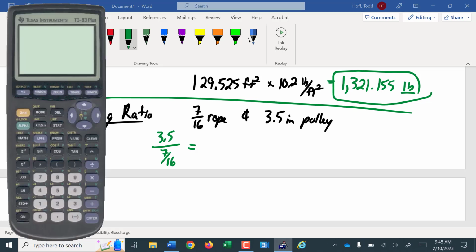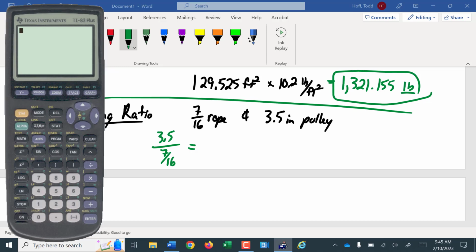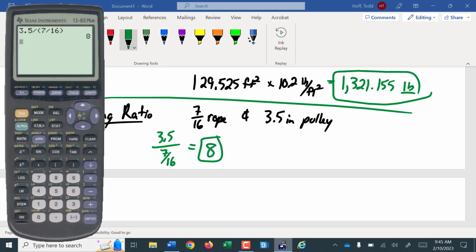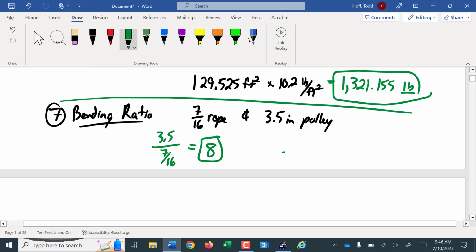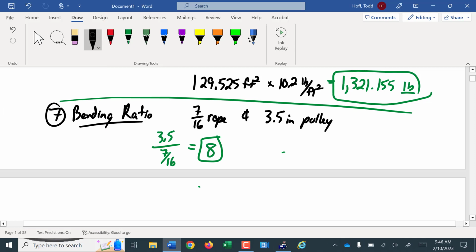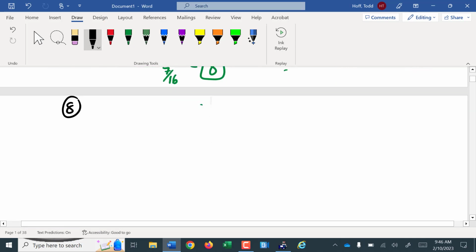So when you punch this in the calculator, you've got to be careful. You've got 3.5 divided by, you've got to put in parentheses, 7 divided by 16. I'm getting 8. If you just type in 3.5 divided by 7 divided by 16, it actually ends up dividing it twice. So for those that didn't catch that, notice I put the 7/16 in parentheses when I divided. So the answer is 8.